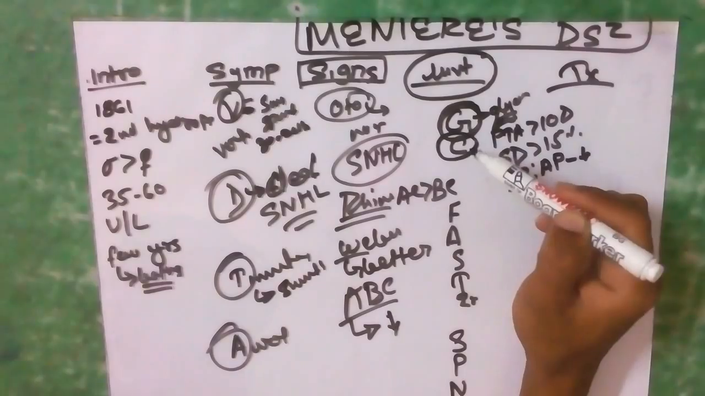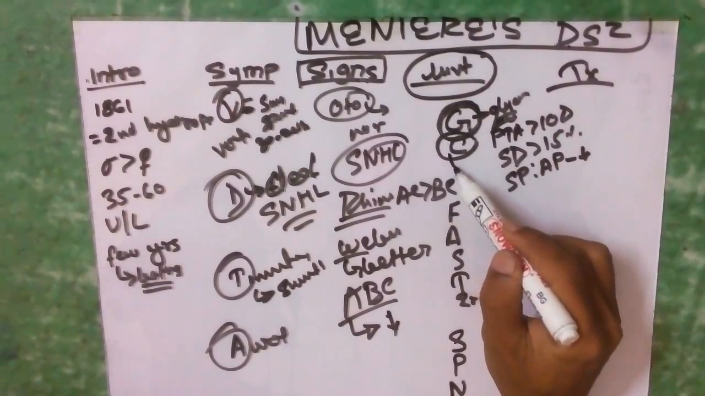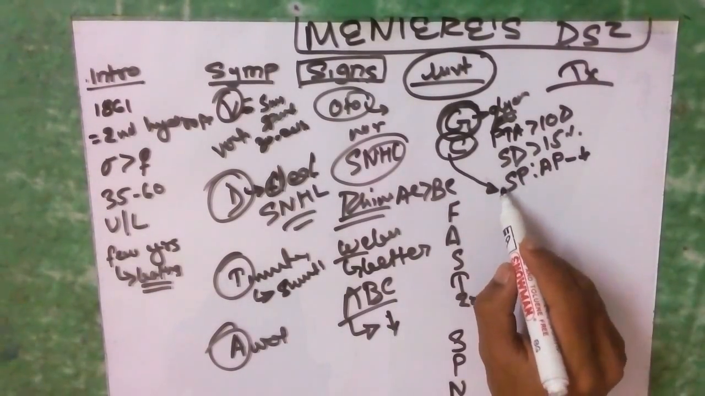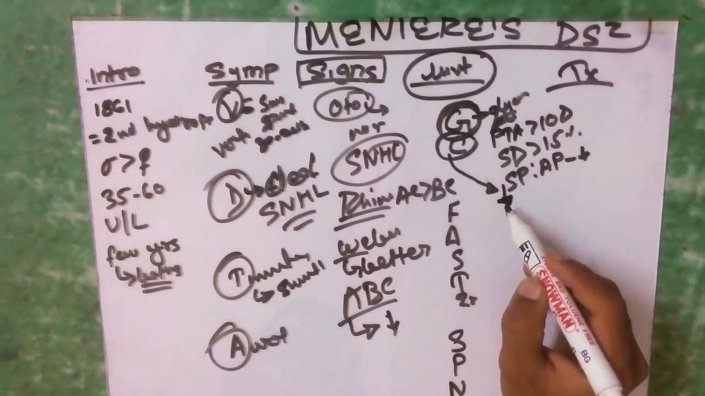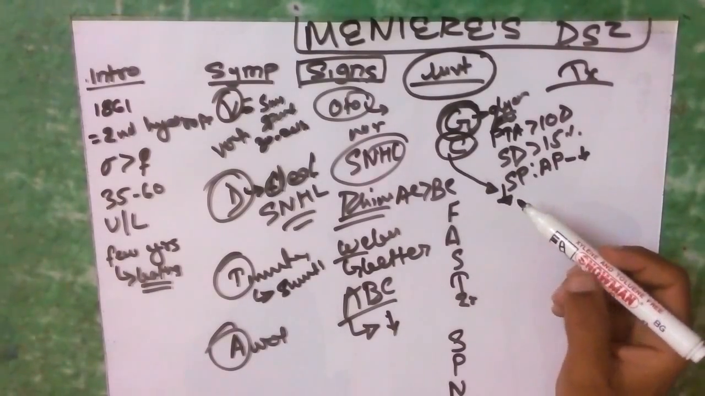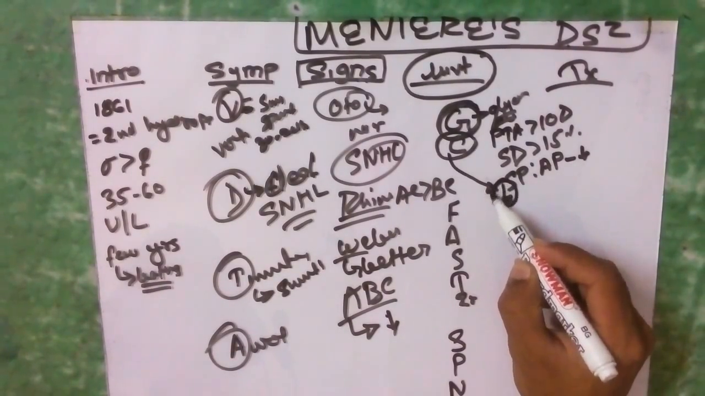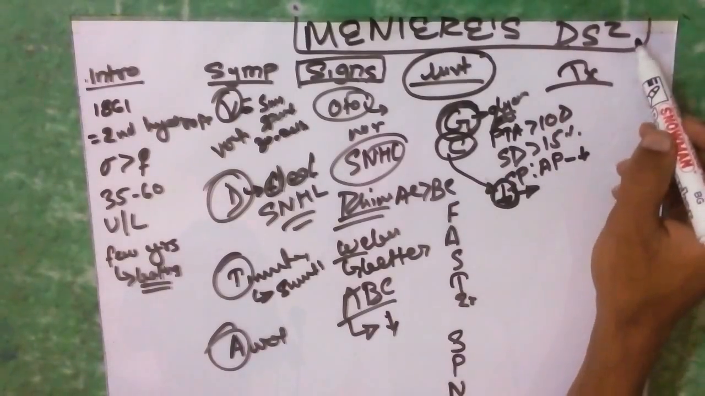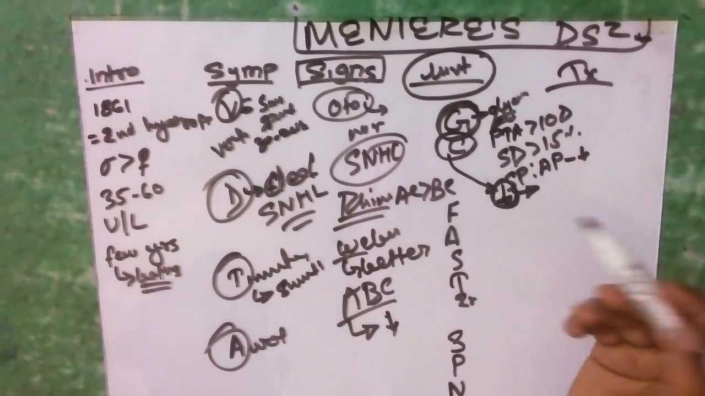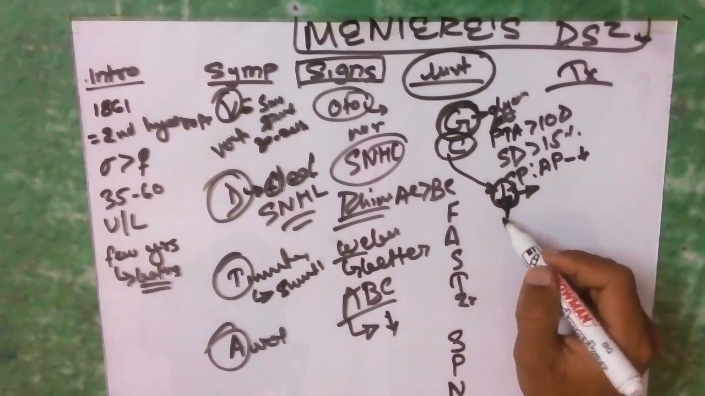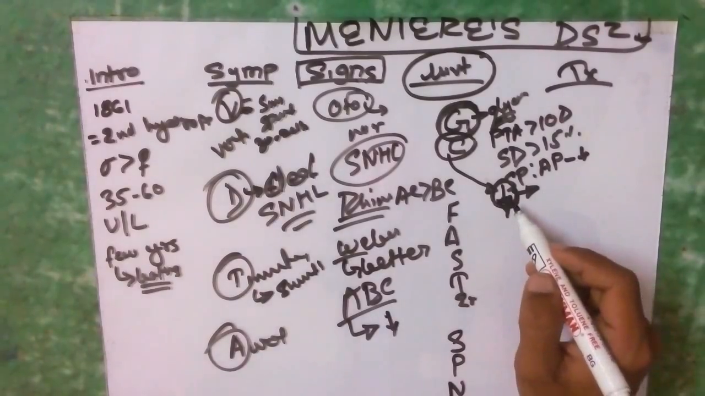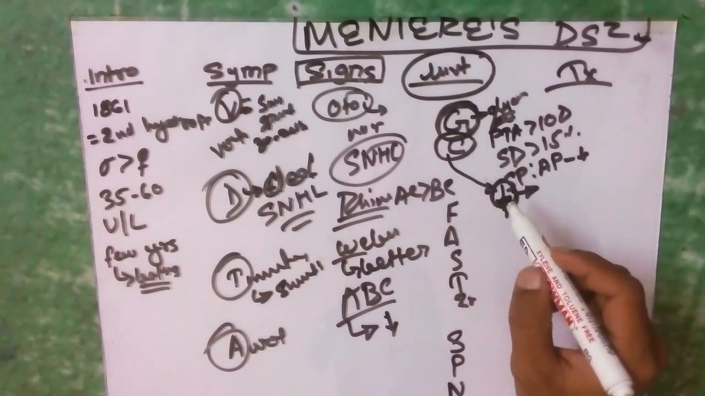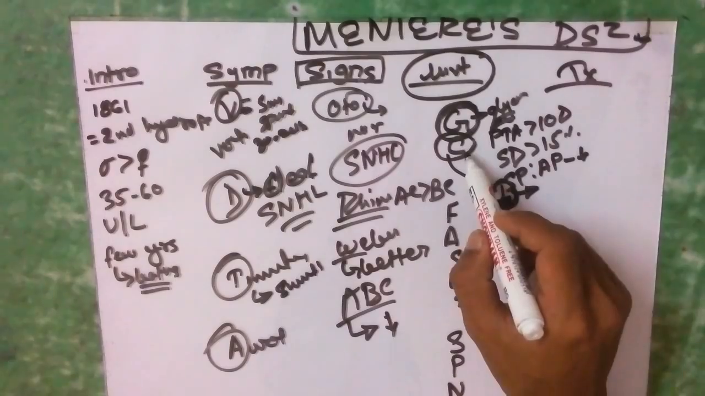Now coming to the caloric test. While performing the caloric test, we introduce hot and cold water into the patient's ear. After that, we see the amount that produces vertigo or nystagmus in the patient. A normal person can tolerate up to 5 ml, but after that produces vertigo and nystagmus. But in a Meniere's patient, the amount is increased, so there is decreased sensation. This is the caloric test.